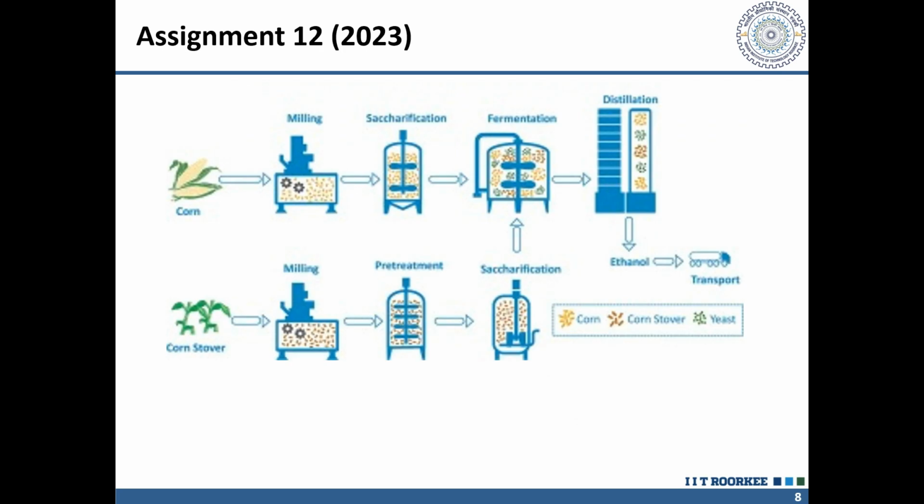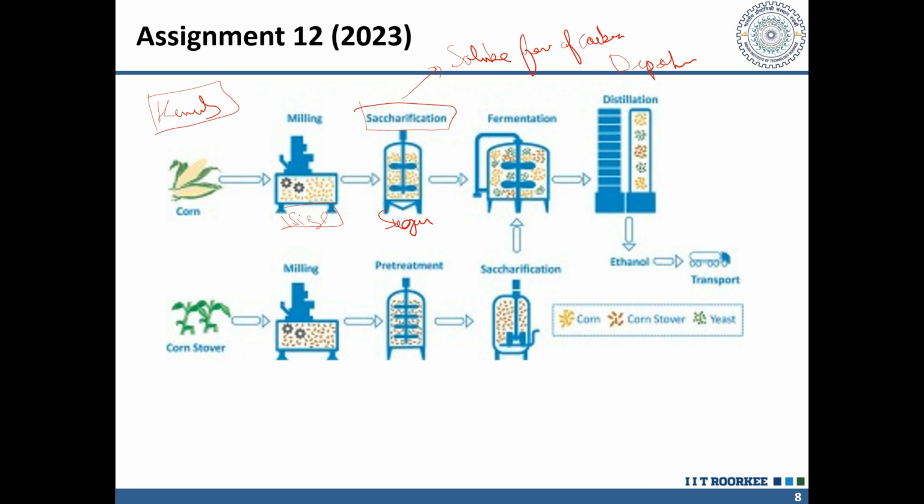So, the first one is about corn kernels. If we have corn kernels with us, we can just mill the kernels to reduce the size. After this size reduction, we can do the saccharification. Saccharification means nothing but to produce sugar out of it, to produce a soluble form of carbohydrate. This is also known as depolymerization, that we are depolymerizing the carbohydrates present in the corn kernels to make sugar out of it.